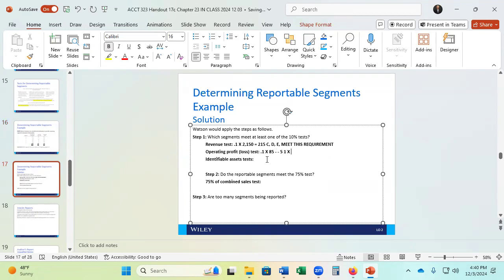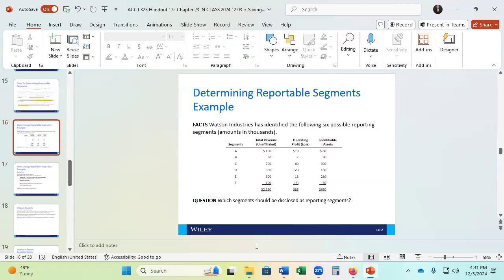So we get 0.1 times 90, and so that equals an operating profit test of 9. And so we'd go back and say, does any segment meet that test? And so we have A, C, D, and E.